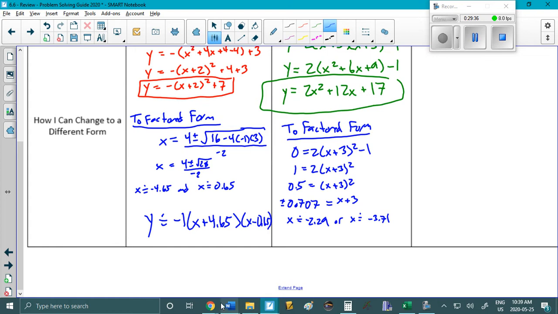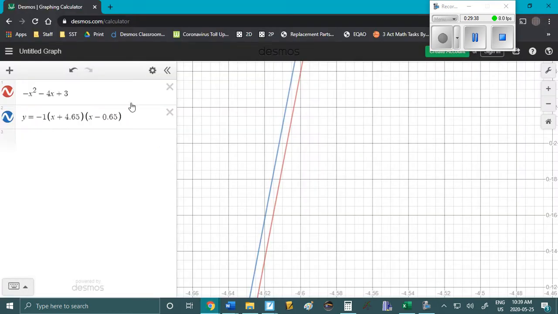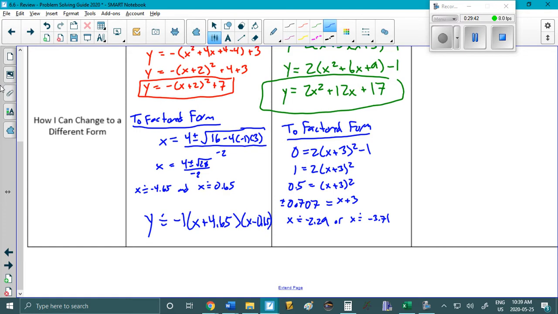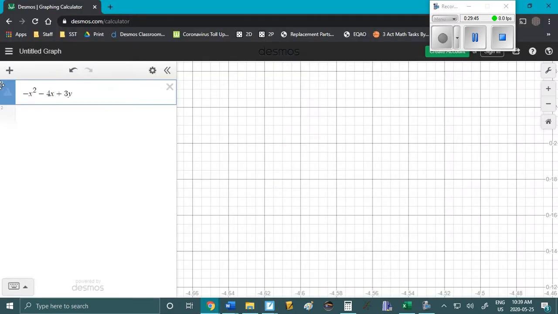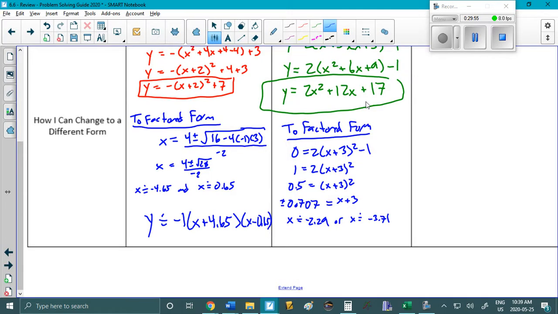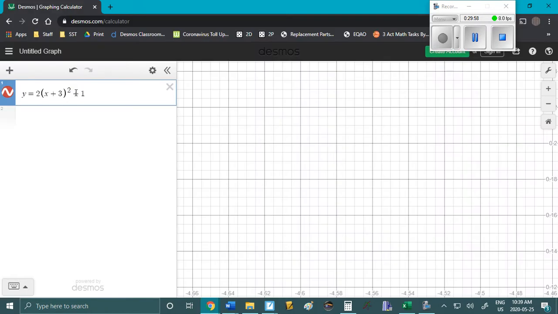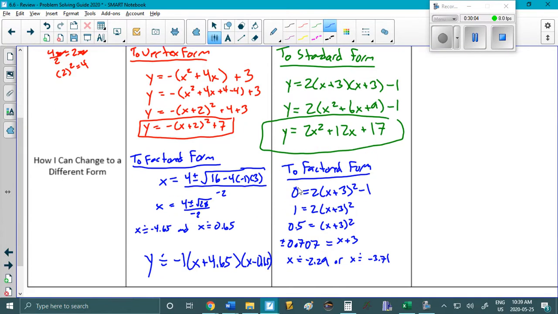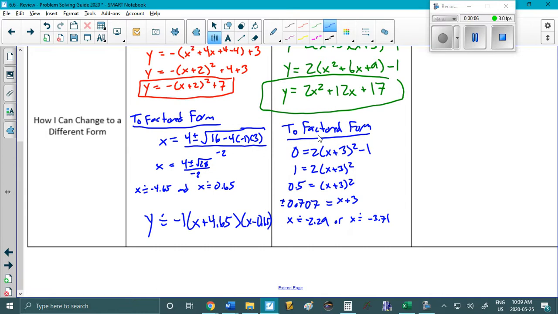So again, just like the last one, going into factored form isn't awesome. So let me see here. We've got y equals 2 times x plus 3 squared plus 1. Did I do that correctly? Nope, minus 1. Minus 1. We go home. And my zeros are negative 3.707 and negative 2.293, which is exactly what I have.